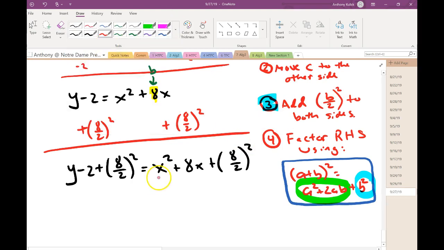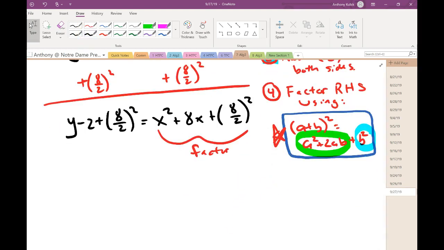So I can now factor this because I know it's in this special form. I know it's in that special form because I made it be in that special form. So just as a heads up here on the left-hand side, I did 8 over 2 is 4, and then 4 squared is 16.